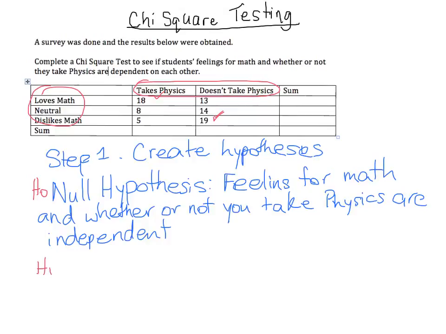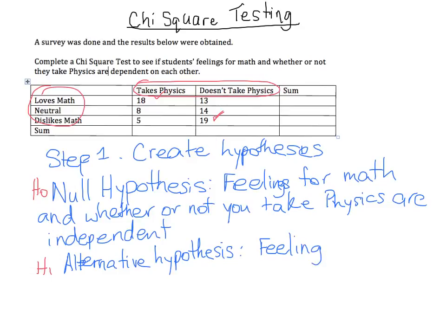My alternative, which is called H1 for short, my alternative hypothesis states that the two things are dependent on each other. Now, we don't know which hypothesis is true. We're going to do a test to find out which is true. So for now, we just have to state the hypotheses. We are not yet proving it. We're going to prove it later.